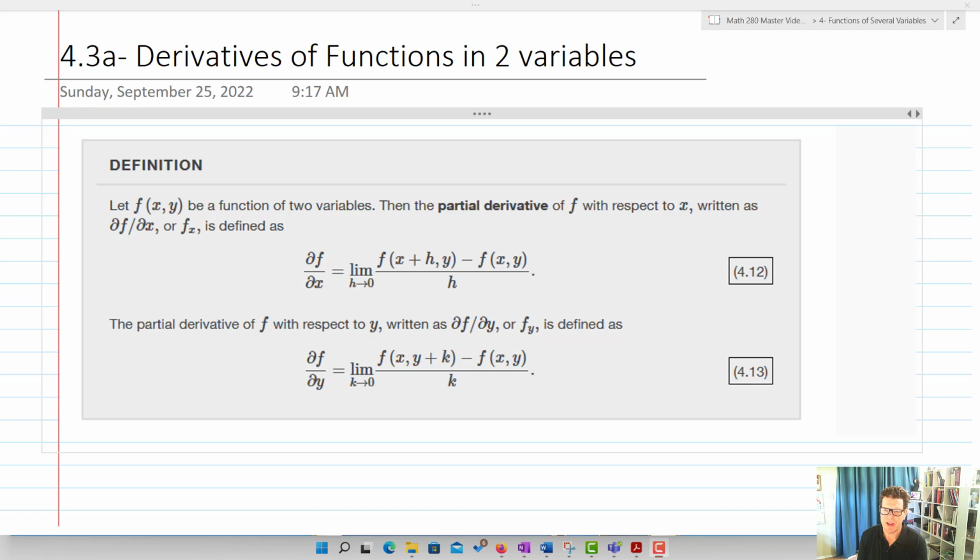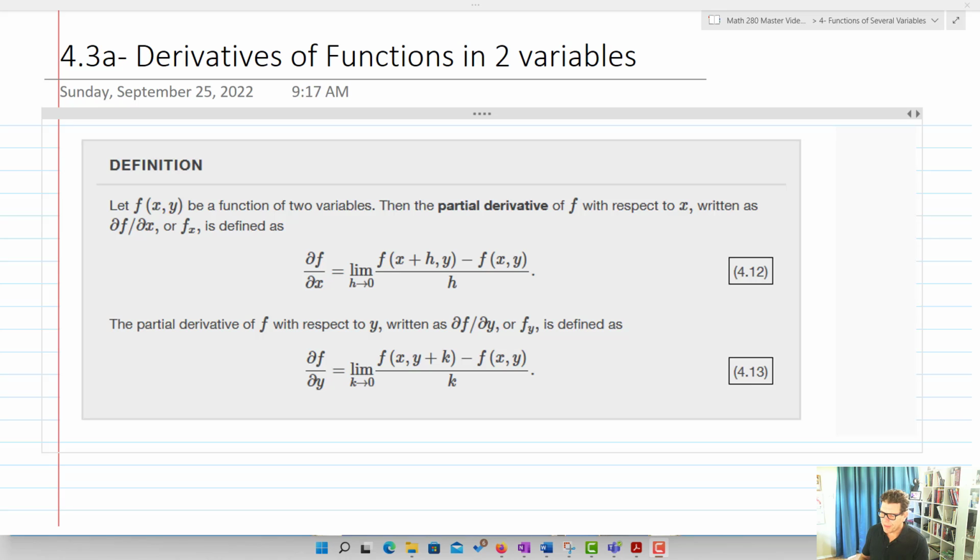Then the partial derivative of f with respect to x, written as df dx, or fx, is defined as df dx equals the limit as h approaches 0 of f of x plus h, y minus f of x, y over h. And then we'll have separately something called the partial of f with respect to y, written as df dy, or fy, is defined as df dy equals the limit as k approaches 0 of f of x, y plus k minus f of x, y over k.